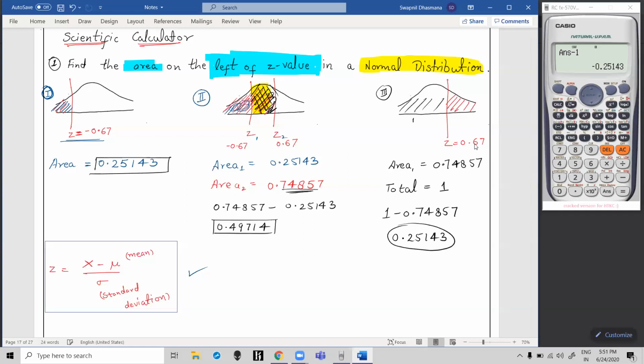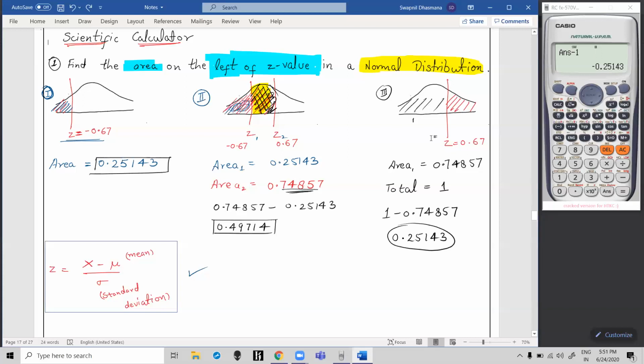And also you can see, because of the symmetry, this area on the left is equal to this part. They are symmetric across the center, which is 0. So left hand side and right hand side are exactly identical to each other. That's the benefit of being a normal distribution. So I hope that helps, and that will help in your exam.